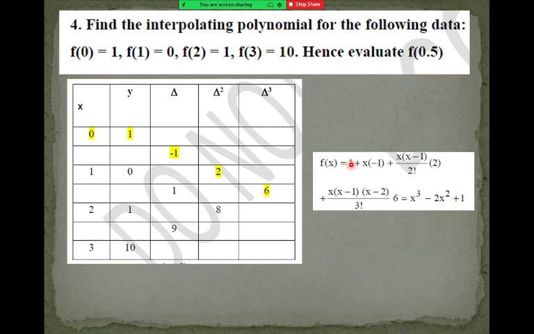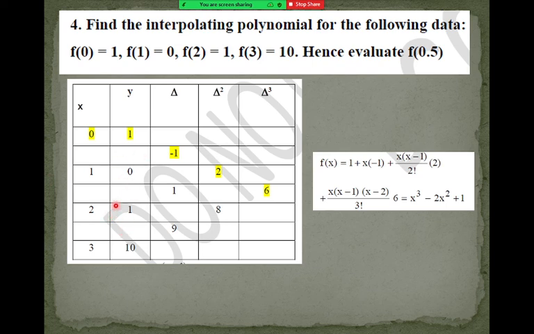So this is f of a, which is 1, plus x into delta fa, which is minus 1, plus x into x minus 1 upon factorial 2 into delta square fa, which is 2, and here is xC3 delta cube fa. You have to take term by term multiplication and simplify. We got a cubic polynomial. This is the cubic polynomial which we got to approximate these values of x and y.